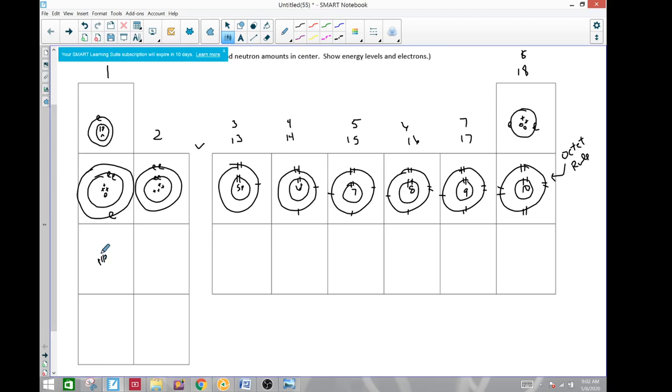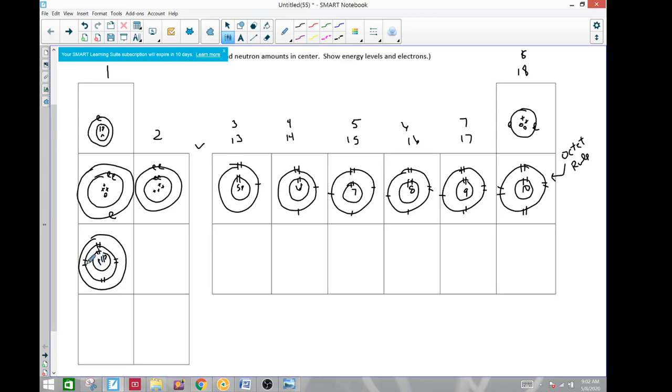There's neutrons in there, and it's got 1, 2, 3 energy levels on this guy. And the first two are full, picking up where we left off on the last guy.